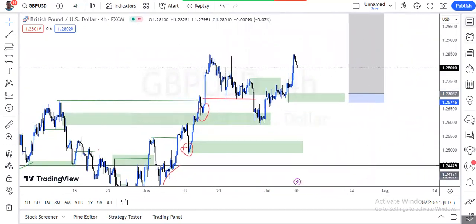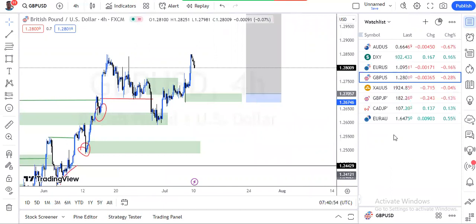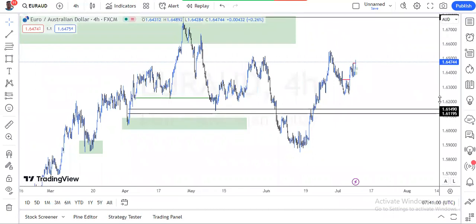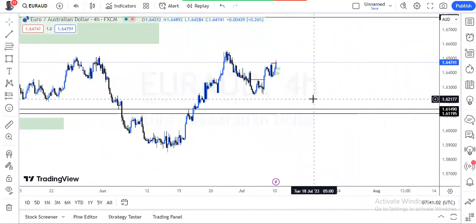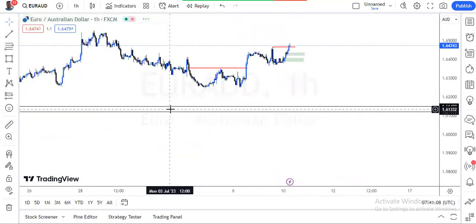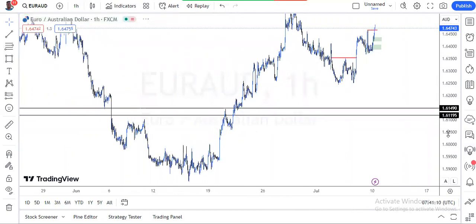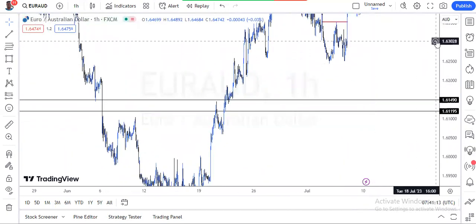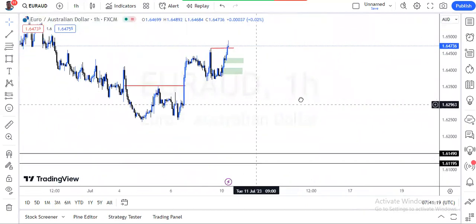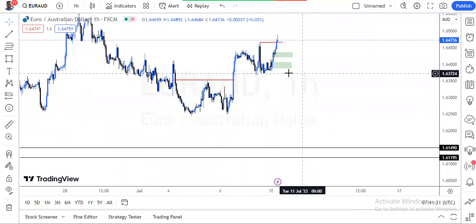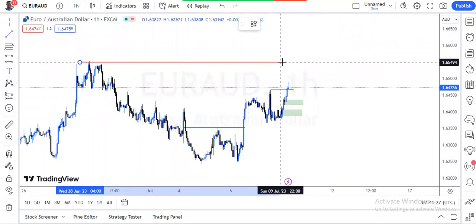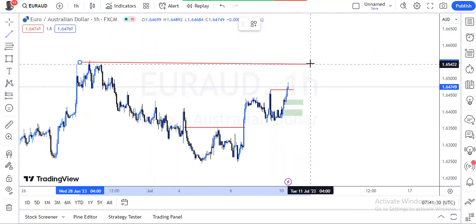So let's see. Okay, today we said we are going to include the Australian dollar, Euro Australian dollar. Looking at this, I have marked two levels. See, the uptrend has been prevalent. So we are looking at this level and this level. Remember, the aim is that price is going to take off this macro structure. Why are we looking at it?